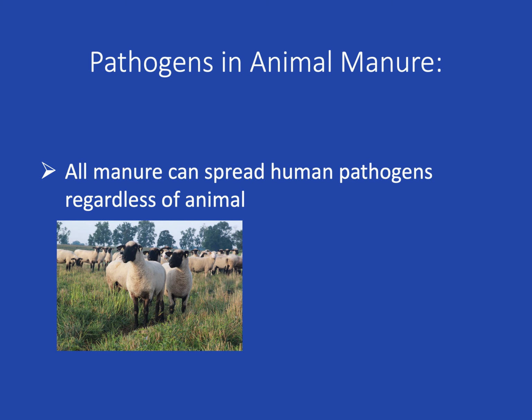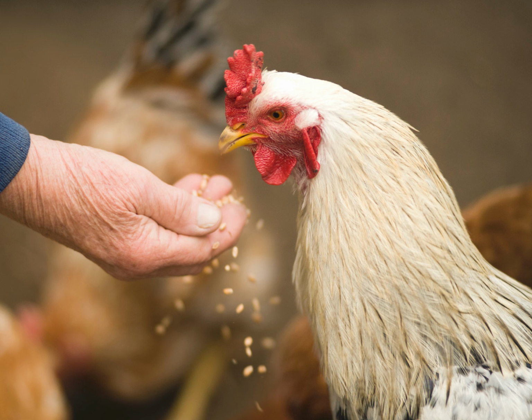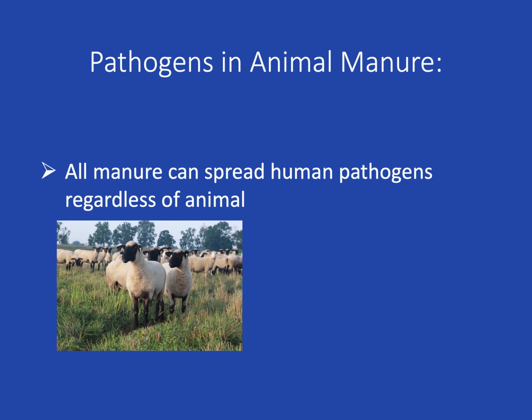It's important to understand that all manure has the potential to carry and spread human pathogens regardless of the animal it's from. There are animals that are more likely to carry certain types of pathogens. For example, birds like chickens often shed Salmonella and Campylobacter, while ruminants like cows or sheep often shed toxigenic E. coli. But there are no animals that produce manure that has zero risk.